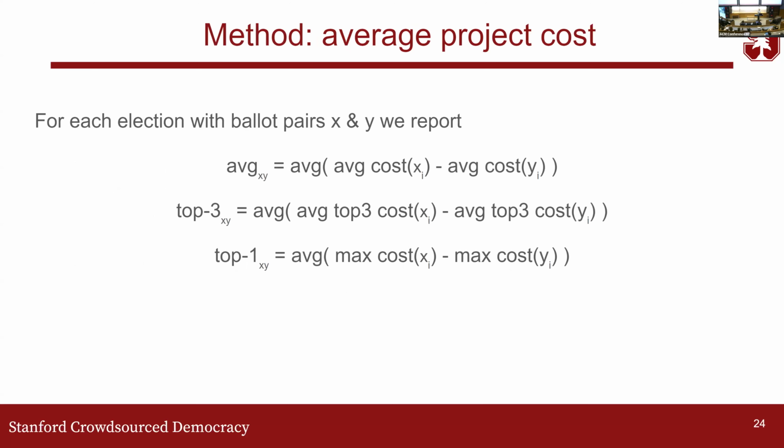And for that, there are 3 statistics that we're calculating. First is the average cost, where we take the average cost on one ballot, the average cost of the other ballot for the same voter, and we take that difference. The second thing that we calculated was the average of the top 3 most expensive projects. So we take the top 3 most expensive projects on one ballot, take the average cost of that, do the same for the other ballot, and take the difference. And finally, the difference between the most expensive project that they selected.